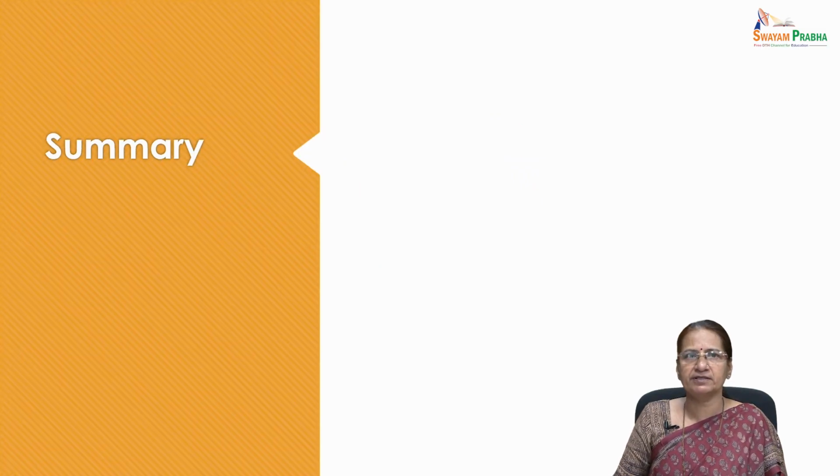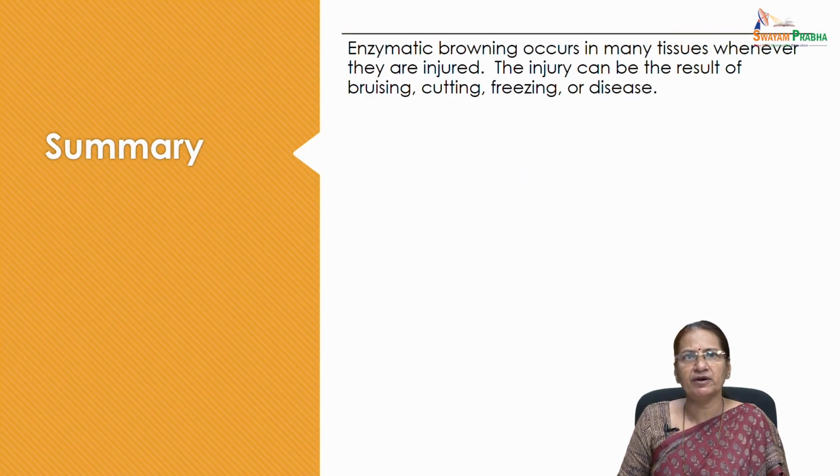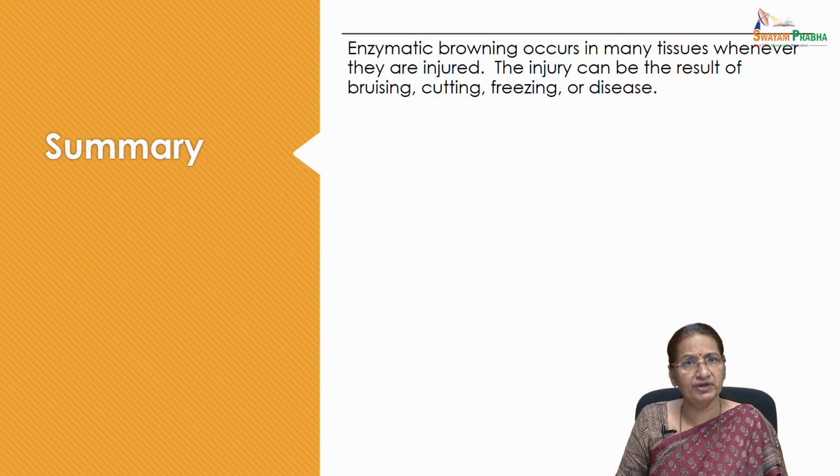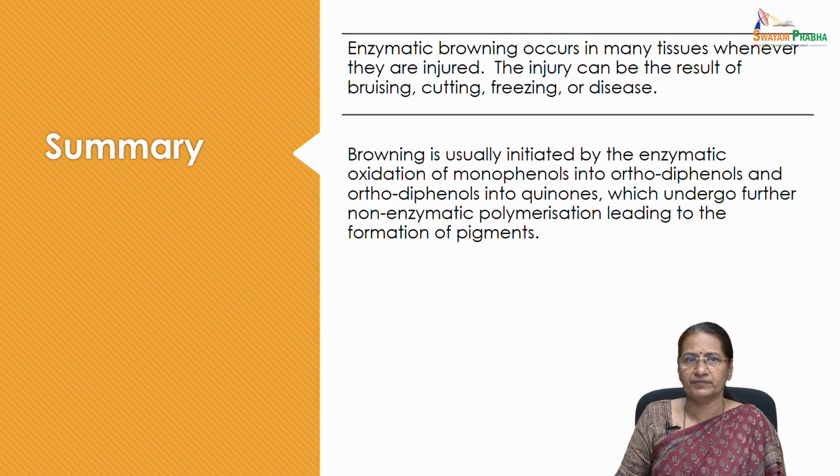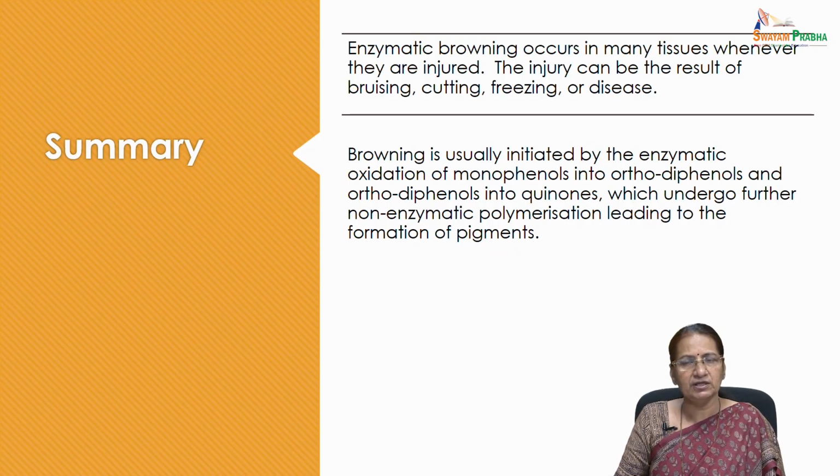Now let us summarize. Enzymatic browning occurs in many tissues whenever they are injured. The injury can be the result of bruising, cutting, freezing, or disease. Browning is usually initiated by the enzymatic oxidation of monophenols into orthodiphenols and orthodiphenols into quinones, which undergo further non-enzymatic polymerization, leading to the formation of pigments.